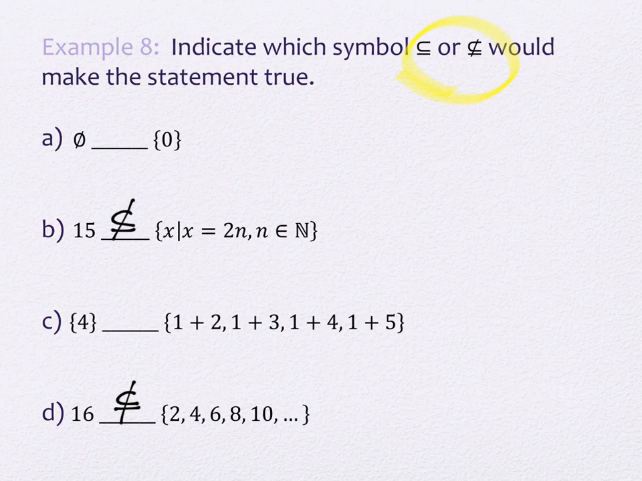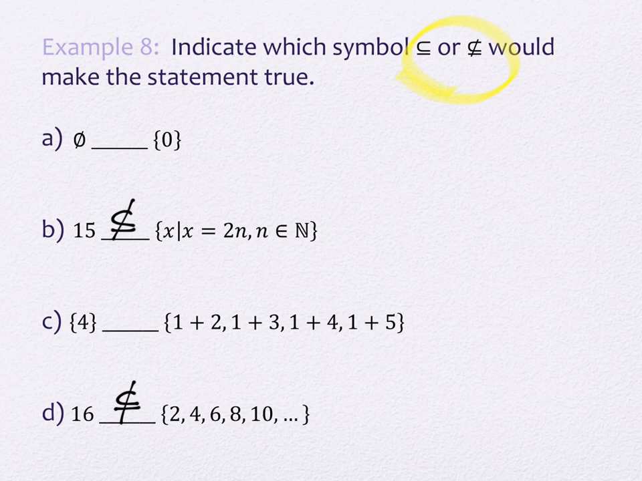So 15 and 16 do not work. A and C stand a fighting chance because they are sets. The fact that they are sets means they could be subsets of what comes next. Everybody good so far? Now, this is the first time we've talked about subsets in this way. Subsets, again, meant that everything in the group on the left is also in the group on the right.